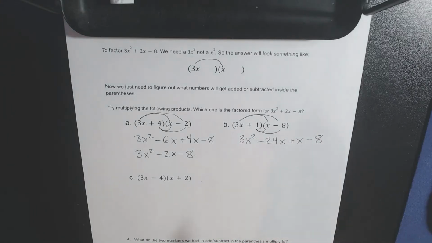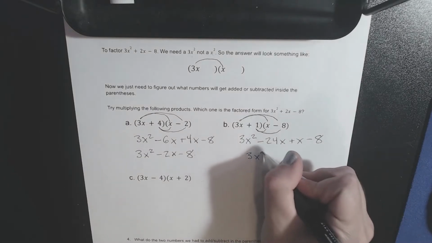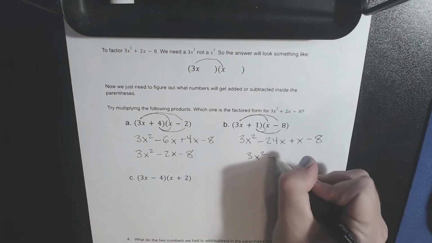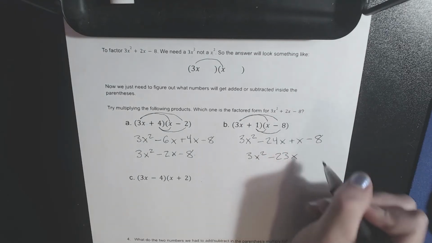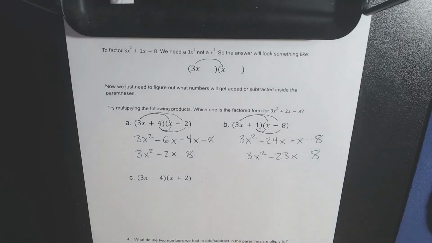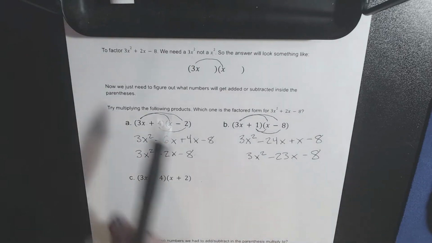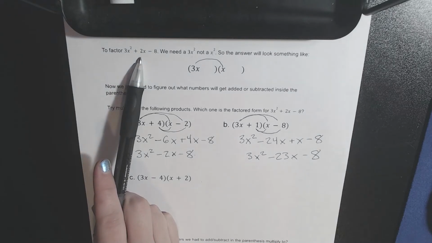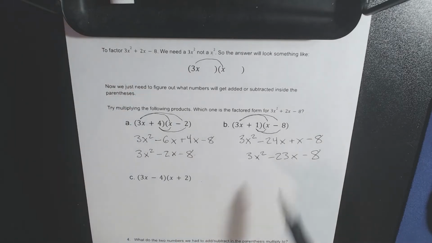So we're just distributing this out to see if this gives us the right thing. We get 3x squared minus 23x minus 8. Is that what we wanted to have? We wanted 3x squared plus 2x minus 8. So that's not quite right again. That one's not it either. Let's try this last possibility.